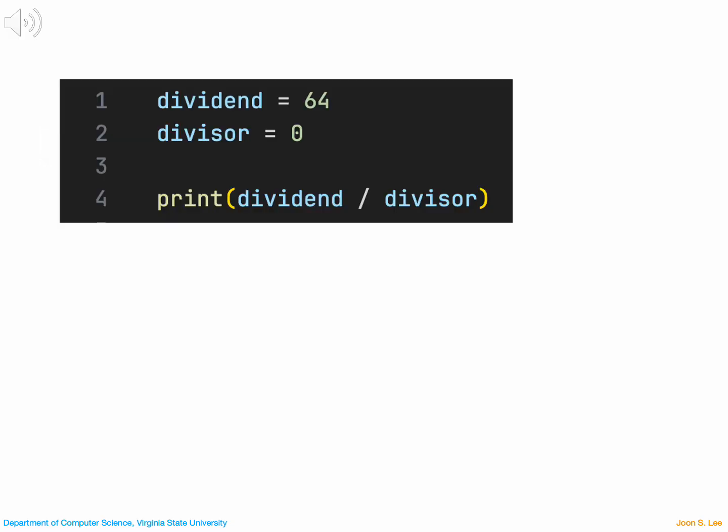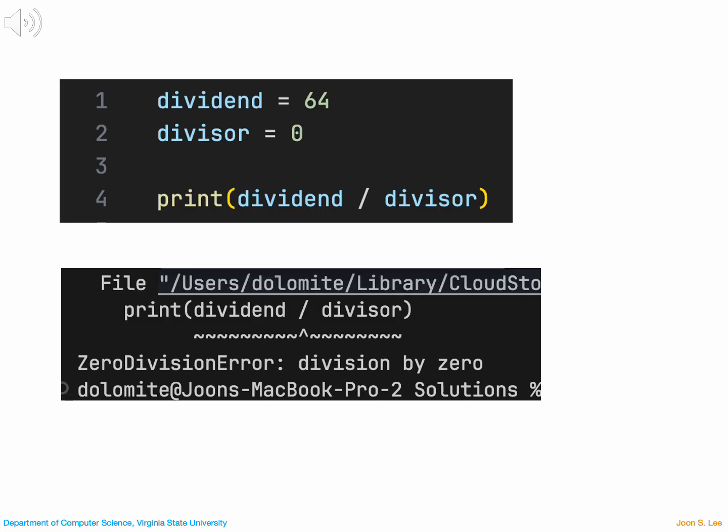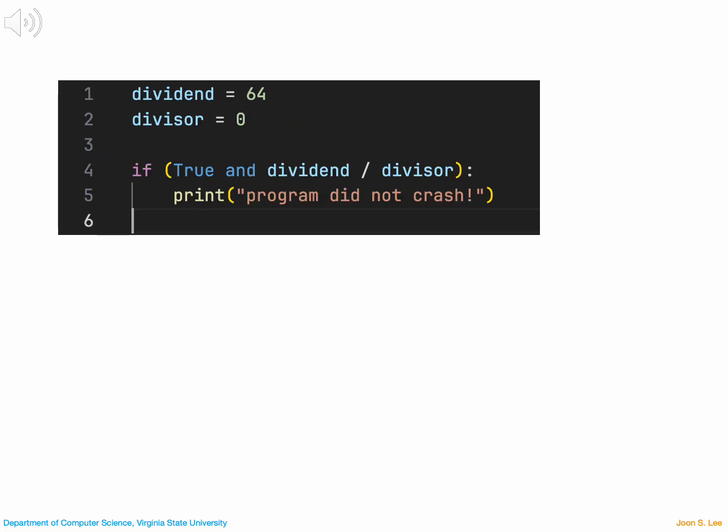But before we look at the example of short-circuiting, let's consider this simple program. We have a dividend set to 64 and a divisor set to 0. The program then tries to divide the dividend by the divisor. Dividing by 0 is not defined in mathematics, and as you can see here, it will cause a runtime error in Python.